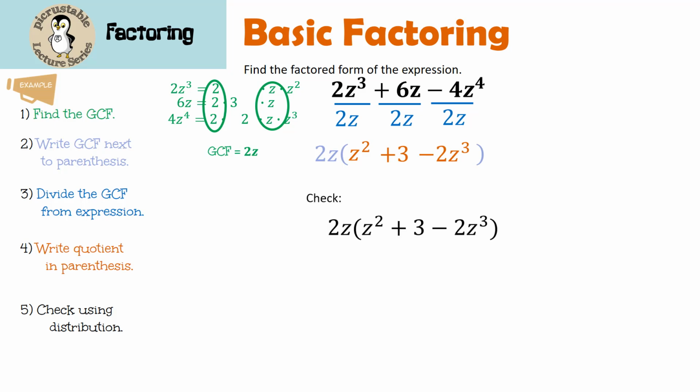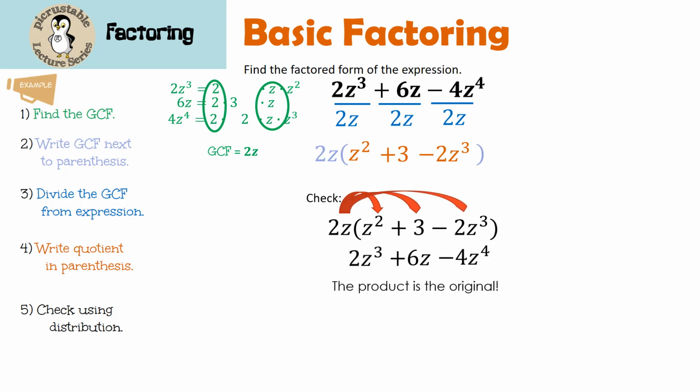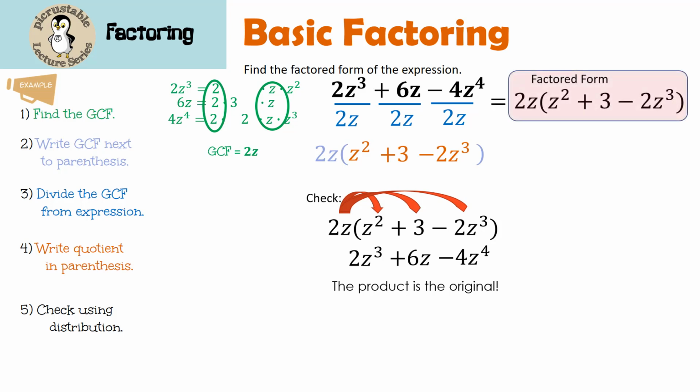Let's check. I'm going to use the distributive property. And guess what? The product is the original! Yay! So for this one, the factored form is 2z times z squared plus 3 minus 2z to the third. Some instructors will insist that you write the inside in descending order. In that case, we would have 2z times negative 2z to the third plus z squared plus 3. Either one is perfect. They're both correct.